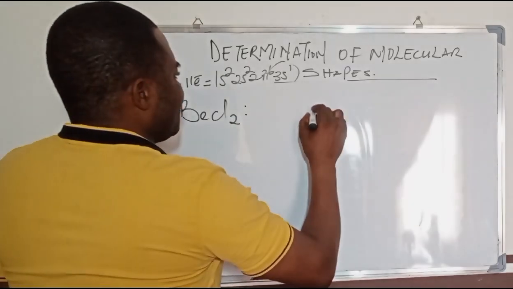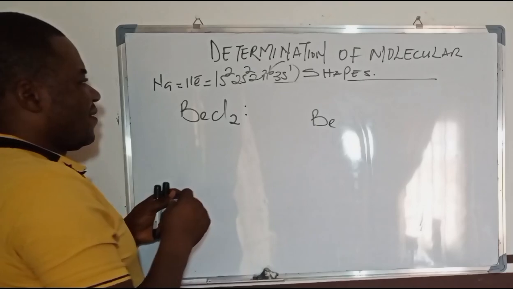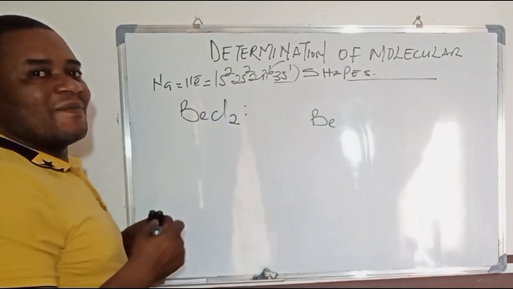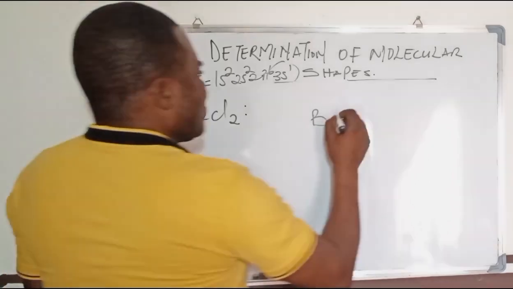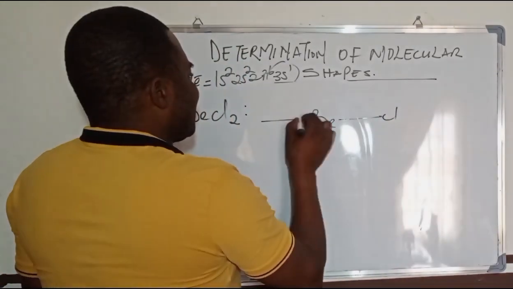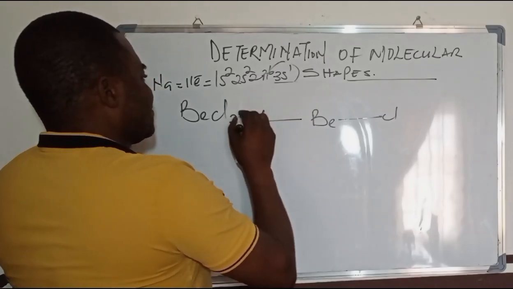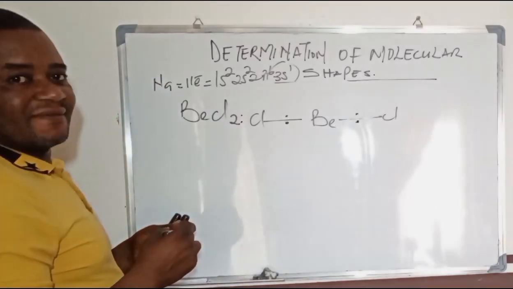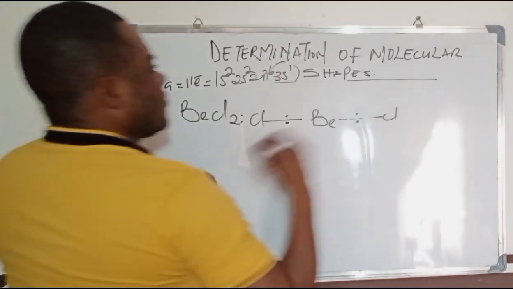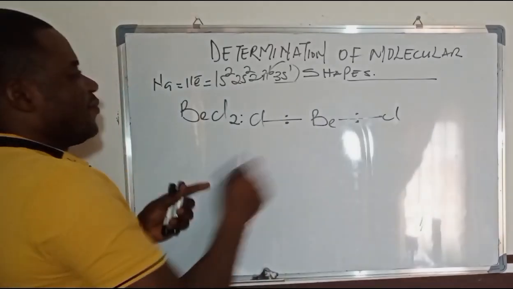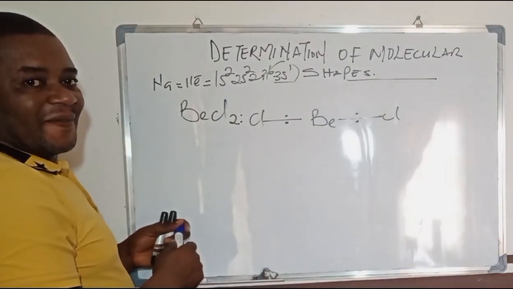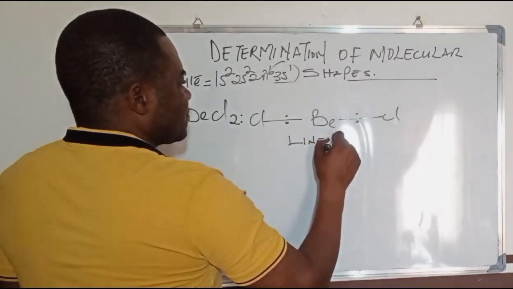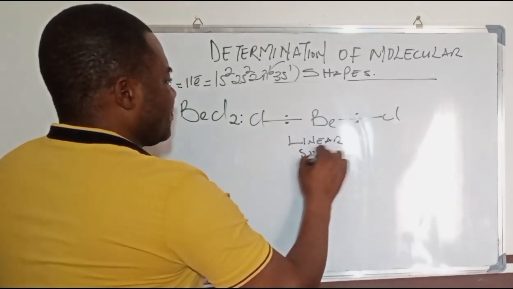So we are going to write beryllium, and then there are two atoms of chlorine bonded to what? To beryllium. So we attach chlorine here, we attach chlorine here. In this case, you have two chlorine atoms that are bonded. And since two chlorine atoms are bonded to beryllium, okay, it means that the shape of this molecule is linear. So it's linear shape.